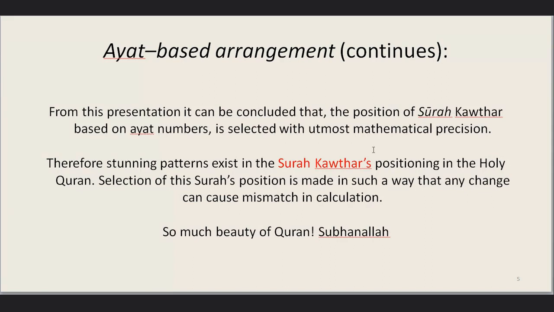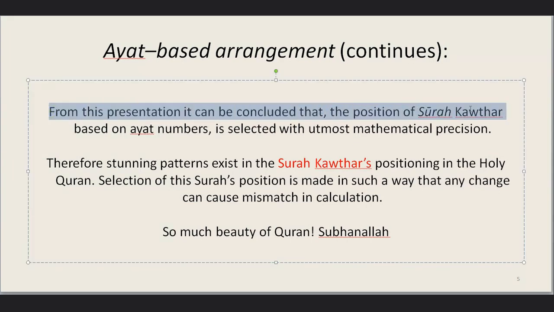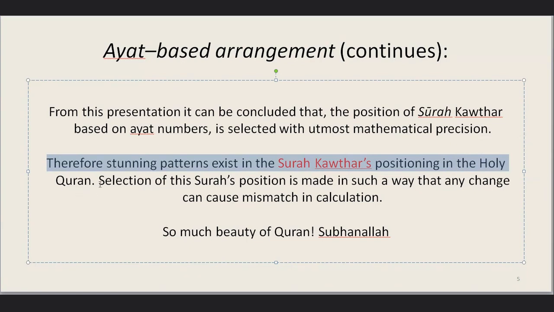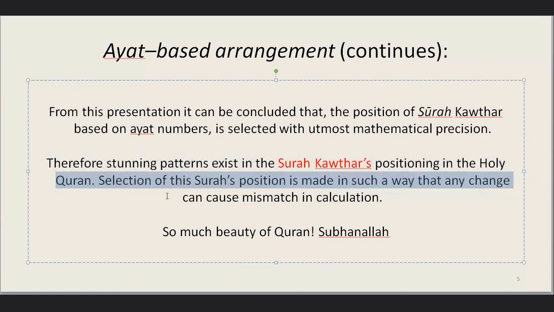We are at the last end. From this presentation, it can be concluded that the position of Surah Al-Kawthar based on ayat numbers is selected with utmost mathematical precision by Allah subhanahu wa ta'ala. We are just trying to understand this. Therefore, a stunning pattern exists in the surah's positioning in the Holy Quran. The selection of this surah's position is made in such a way that any change can cause a mismatch in calculation. So much beauty in the Quran.